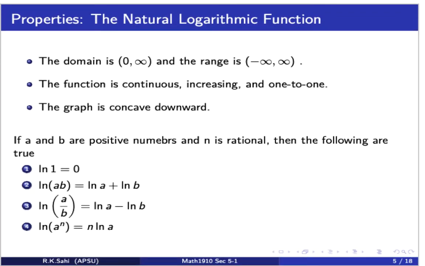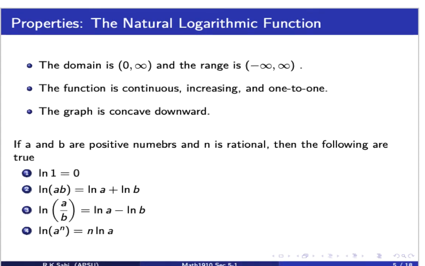I'm just going to go over them with you, and when I do examples, that's when I will use these properties to make my life simple. The first property is that the domain of the natural logarithmic function, denoted by ln, which is natural log of x, is from 0 to infinity, and the range is from minus infinity to infinity. This is a continuous function, increasing and one-to-one. And the graph of this is concave downward.